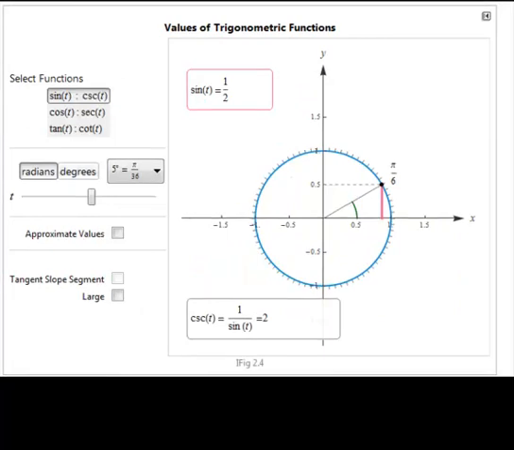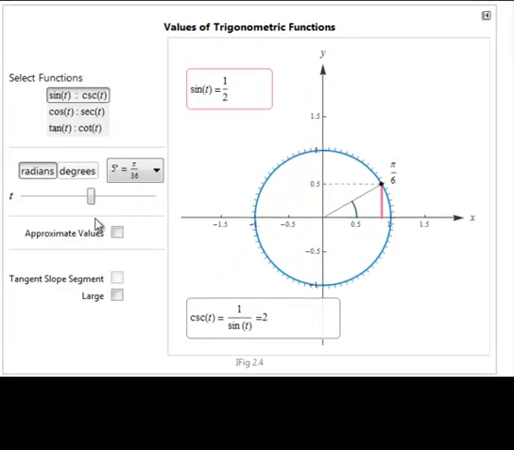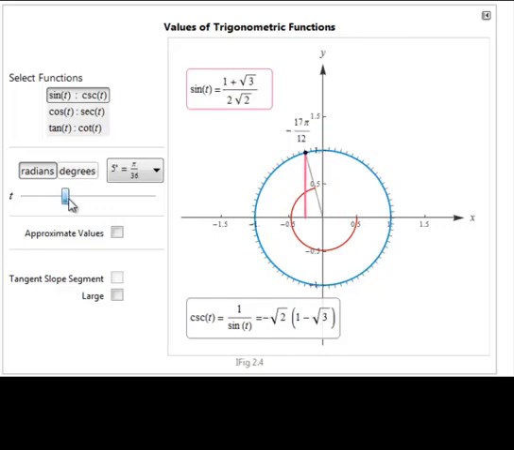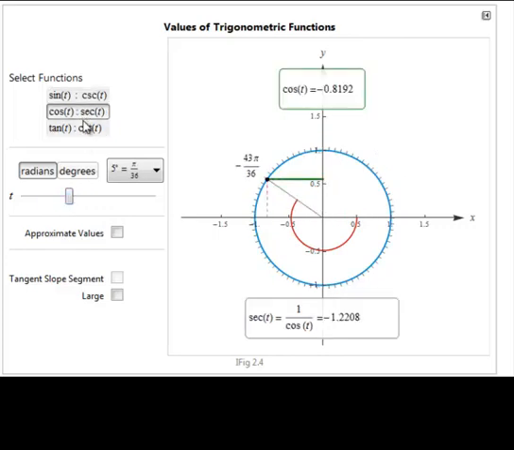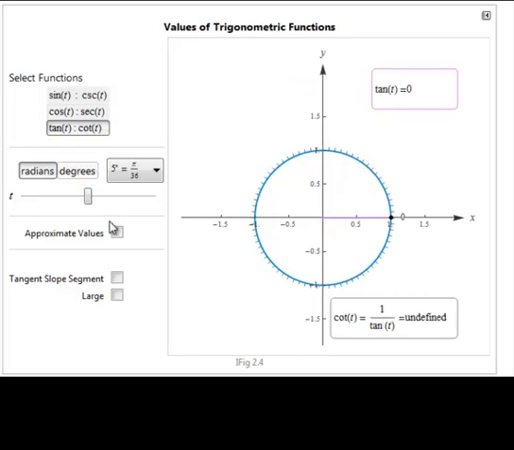This figure shows the values of the sine, cosine, and tangent functions, and their reciprocal functions, cosecant, secant, and cotangent. We may also show the tangent slope segment when viewing the values of the tangent function.